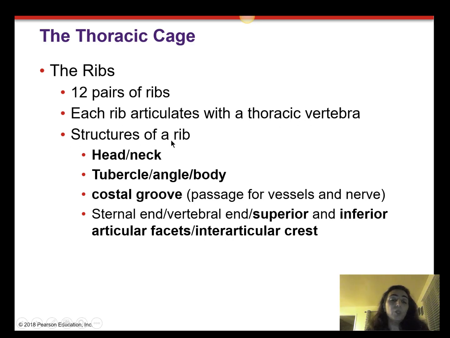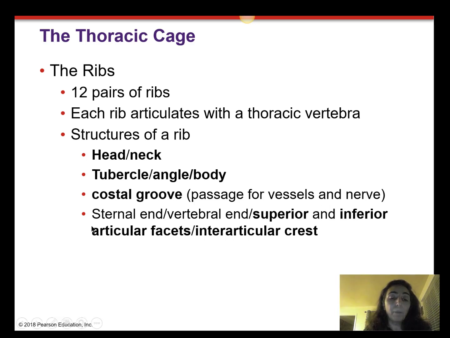And the structure of the rib: it has a head, a neck, a tubercle, an angle, and a body. I will show you all this in the picture. Besides this, the inferior side of the rib has a groove. We call it the costal groove. Costal again means rib, right? The groove that we have under the rib. This is a passage for the vessels and nerves, so that they are protected. So the rib itself is protecting the nerve and artery that are passing under it.